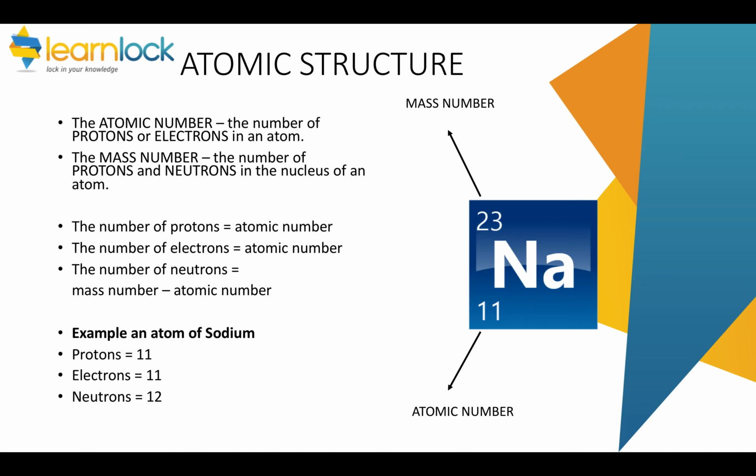When you look in the periodic table, each element has a different atomic number and mass number. The atomic number is the number of protons or electrons. The mass number is the number of protons and neutrons. You can use these numbers to figure out the number of protons, electrons and neutrons in an atom of different elements. Look at this example of sodium. It has 11 protons. It therefore has 11 electrons. It has 12 neutrons, and that is found by taking the mass number and taking away the atomic number. So 23 take 11.